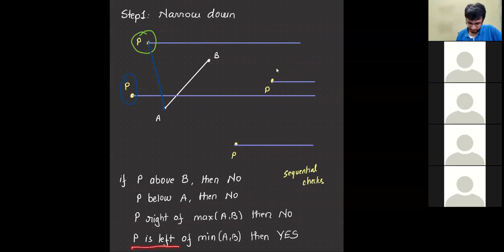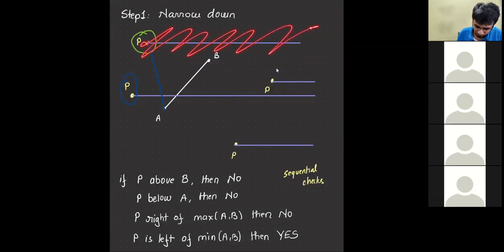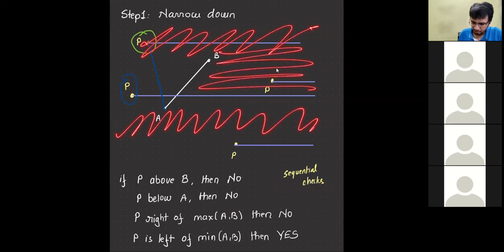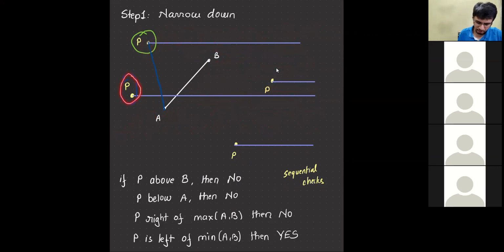But if P is on the left of the leftmost point, then definitely yes. Whatever, because now what we have done is: above B, this region went off. Below A, this region went off. On the right, this region went off. And what we are checking for is this: this is left of this, so it will definitely intersect. So the upper one is cut, the lower one is cut, the right one is cut, and the left one is a definite yes, but only when P is on the left of the leftmost point.